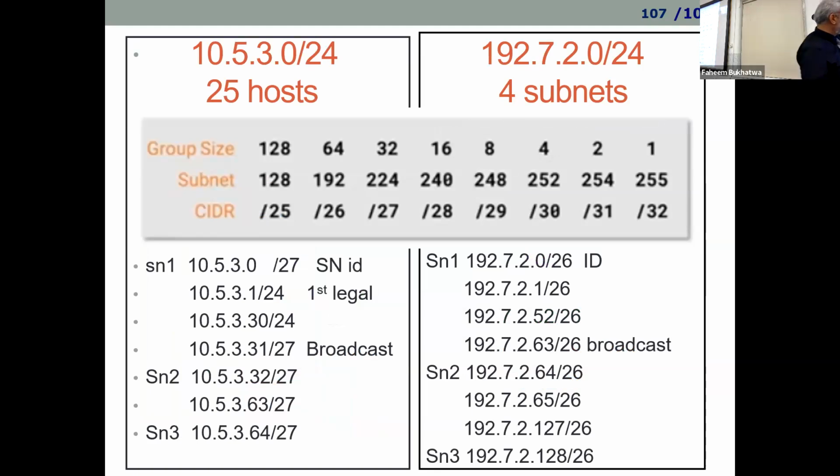parameters of each subnet: the identifier, the first legal, the last legal. So any number between 1 and 30 is okay to give to a host. 31 is a broadcast, cannot be given to a host. And then the next network starts at 32. The next network is the same size, /27. When we say /27, it's a mask, but it's actually a good indication of the size as well. So they're exactly the same size. When we go to /26, that's a different size. /25 is an even different size of network.